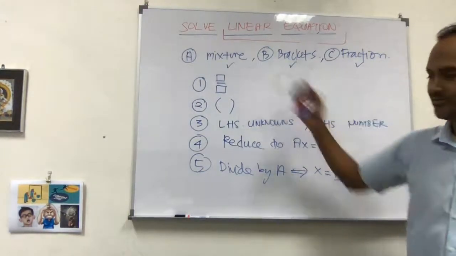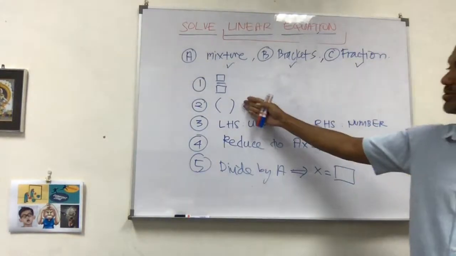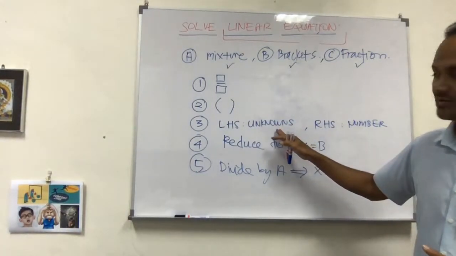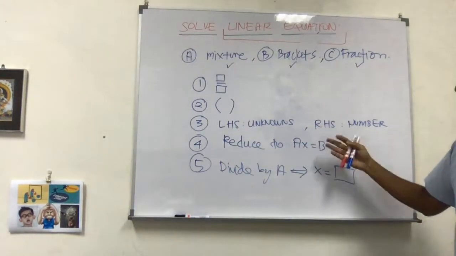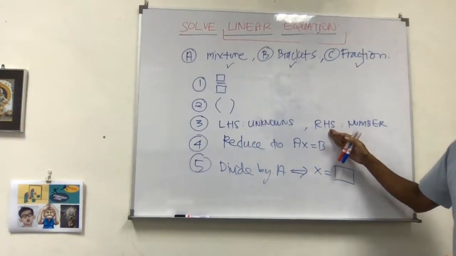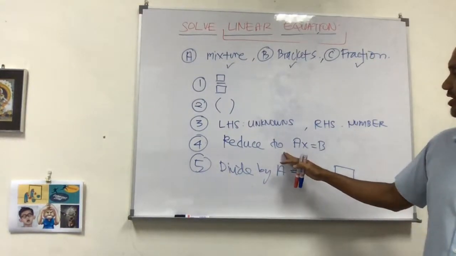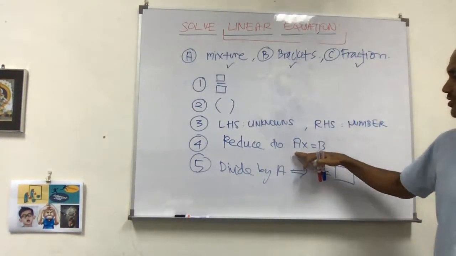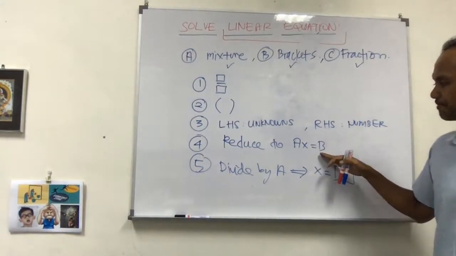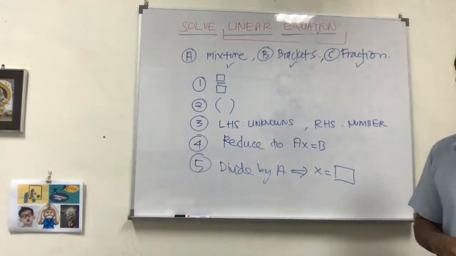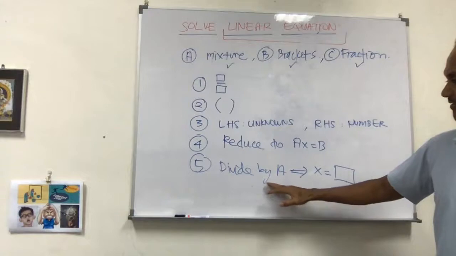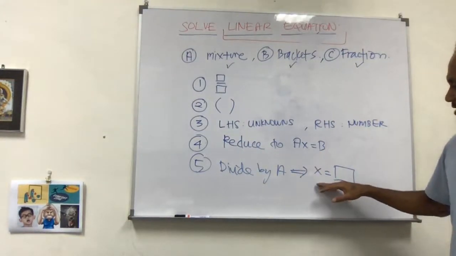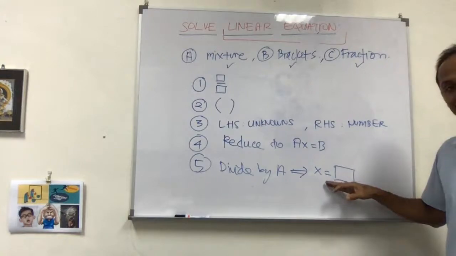Step 1, get rid of fractions. Step 2, get rid of brackets. Step 3, you collect all the unknowns on one side, for example your left hand side, and all the numbers on the right hand side. Then you can reduce to the form ax plus b, a representing some number and b representing some number as well. Finally you can divide this equation by a, and you reach a solution where x equals some number.